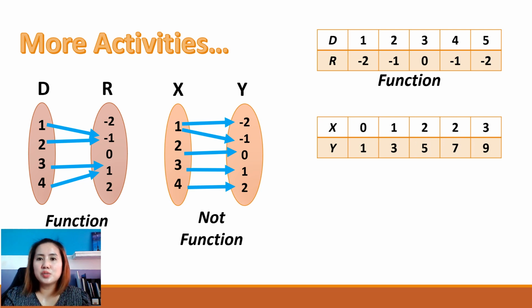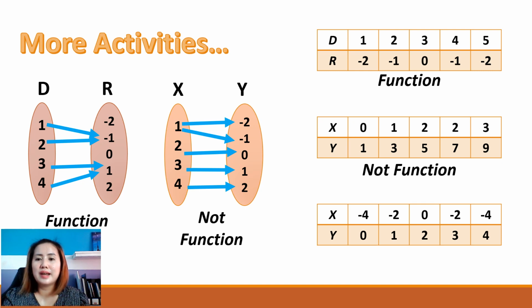Okay, so the next one is a table, and it's like just looking at the value of the x elements. As long as there is no repeated value, you can consider that as a function. So for D and R, we have 1, 2, 3, 4, 5, and those are the elements of our x. So there is no repeated value, therefore that is a function. For x and y, you also have 0, 1, 2, 2, and 3. And if you can see, we use 2 twice to represent ordered pairs. Therefore, that is also not function.